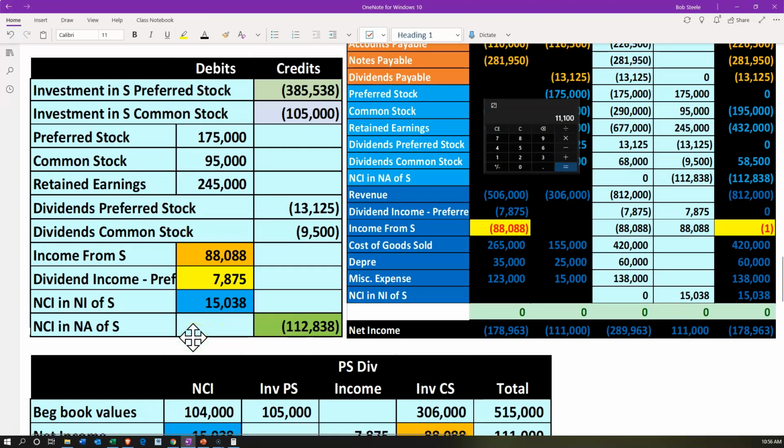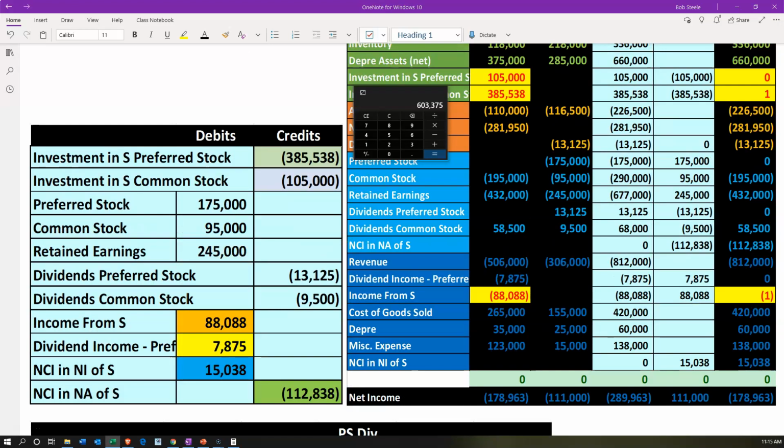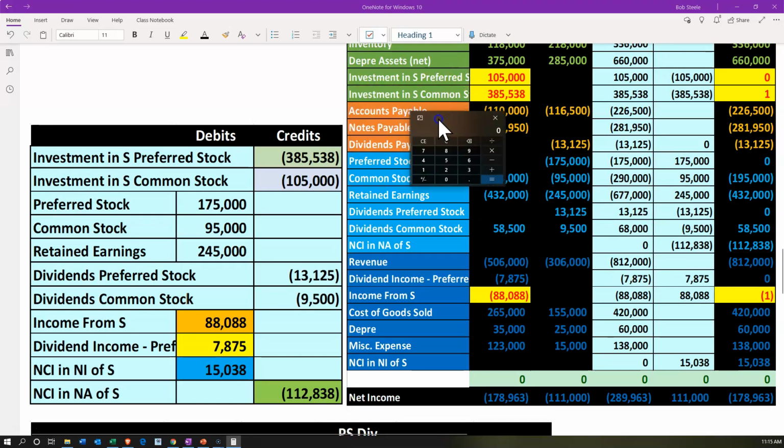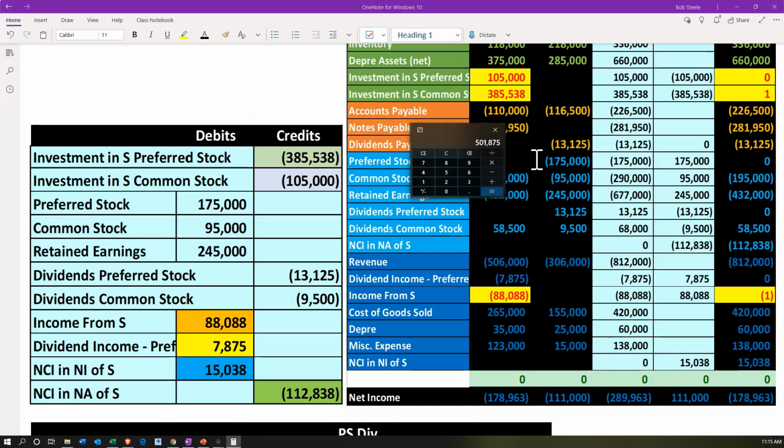Then we have the non-controlling interest in net assets, which would normally be calculated from our equity section. So for example, we might normally say that the equity section would be 175,000 plus the 95,000 plus the 245,000 minus 13,125 minus the 9,500, and then adding the net income, which would be the rest of it, 111,000. Normally the 603,375 times the non-controlling interest, which would be times 0.1.